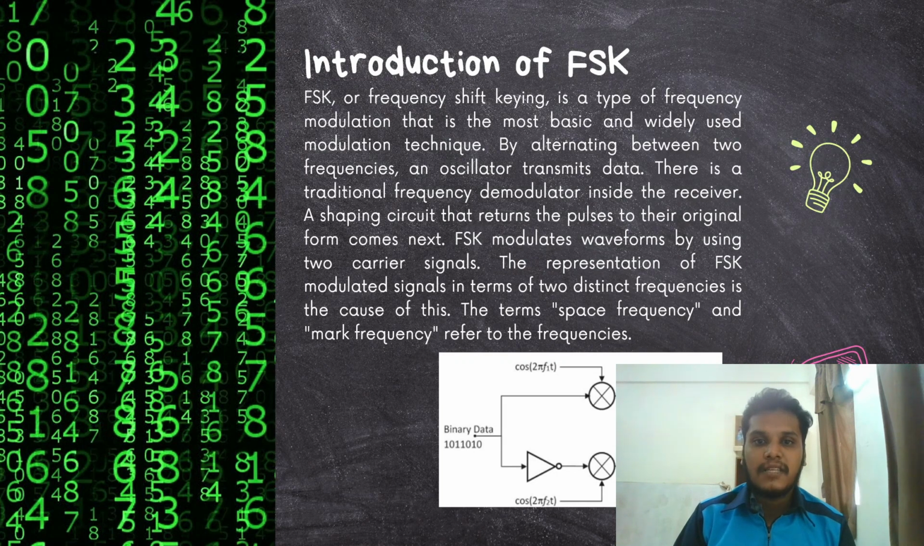FSK modulates waveforms by using 2 carrier signals, for example, carrier signal A and carrier signal B, which we can see in this diagram with the trigonometric representation of cos 2 pi ft. This is because FSK represents the modulated signal in terms of 2 distinct frequencies. Before this, I mentioned frequency A and frequency B. These frequencies are given the terms space frequency and mark frequency.